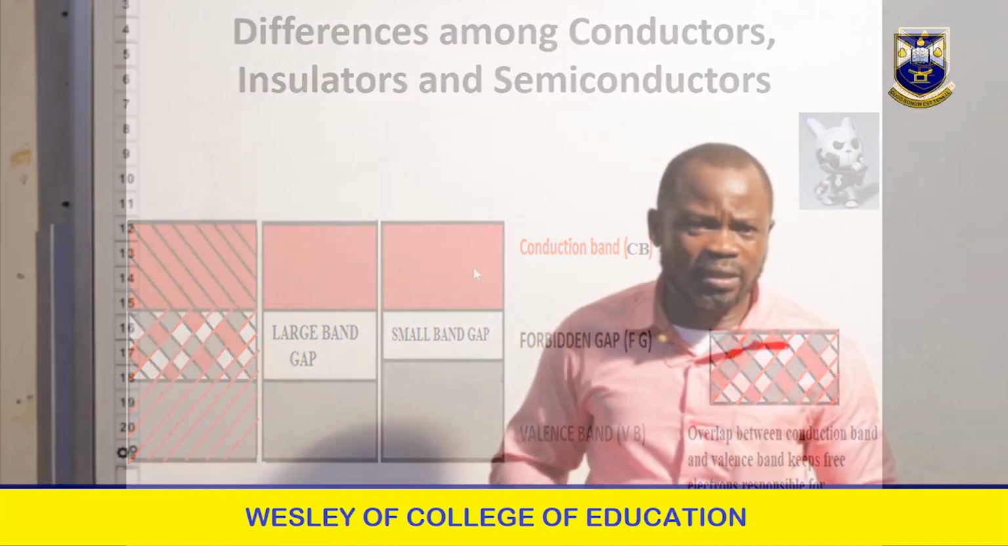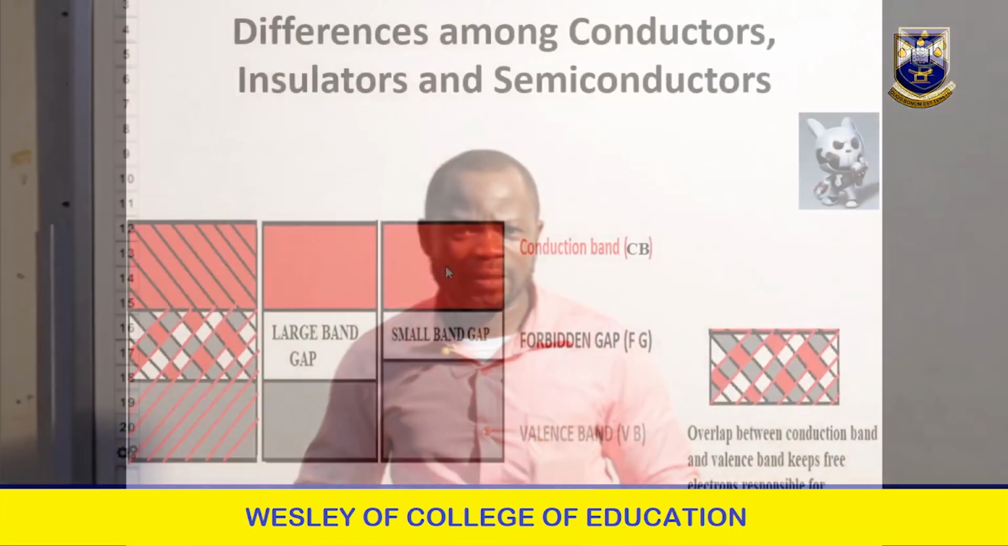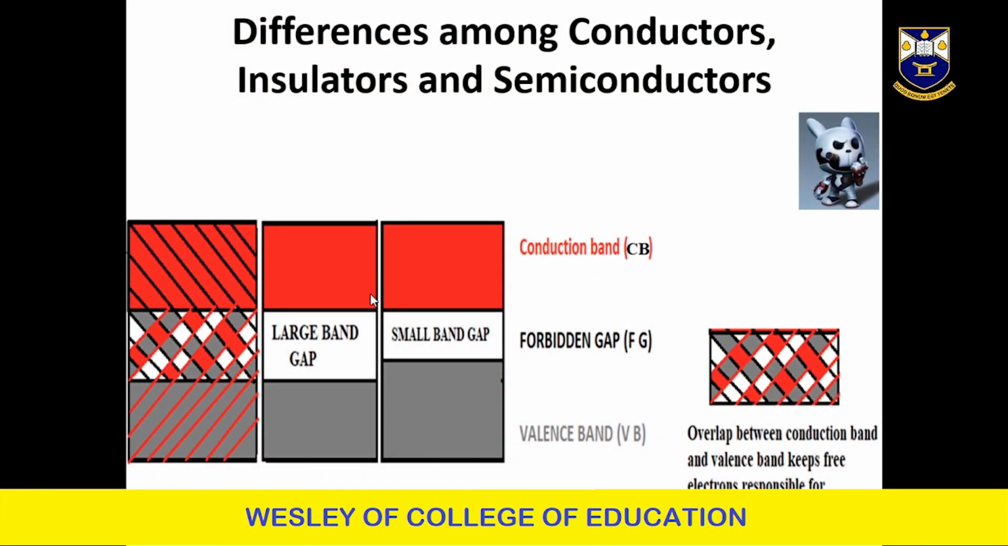Now, for these three materials, that's the conductor, insulator, and then the semiconductor, they have electrons in the valence band. There are electrons found in the valence band. Now, when we say valence, I hope those of you who have done some chemistry know that it is the outermost shell of the atom. So in the outermost shell, we have some electrons in that shell.